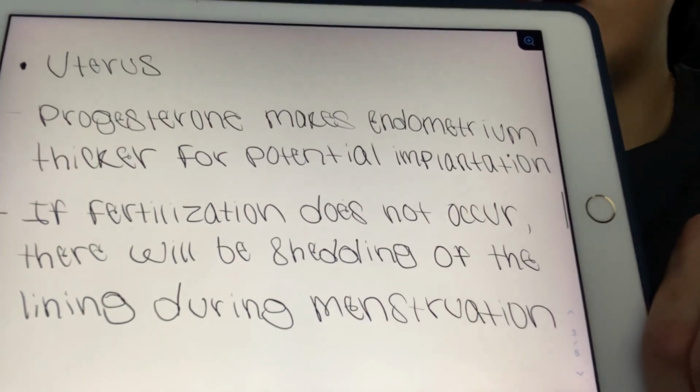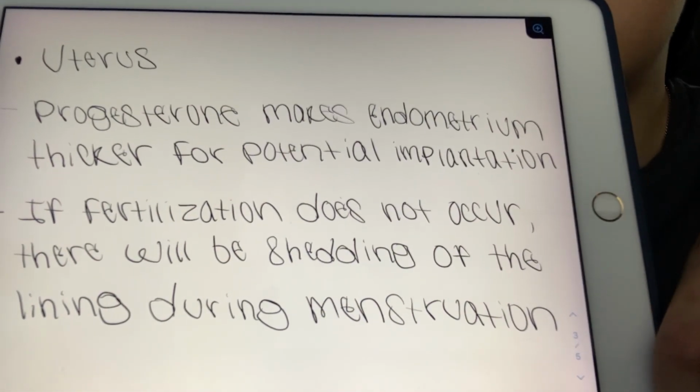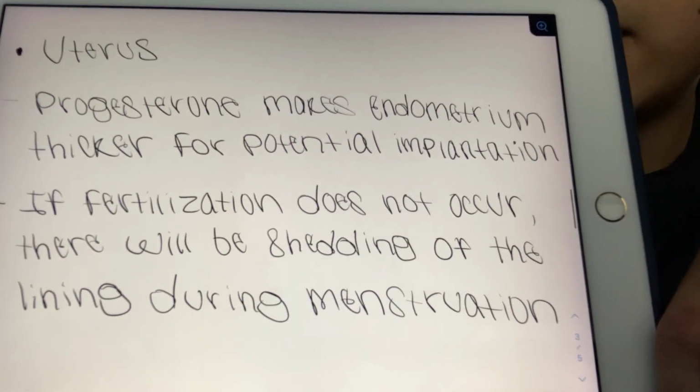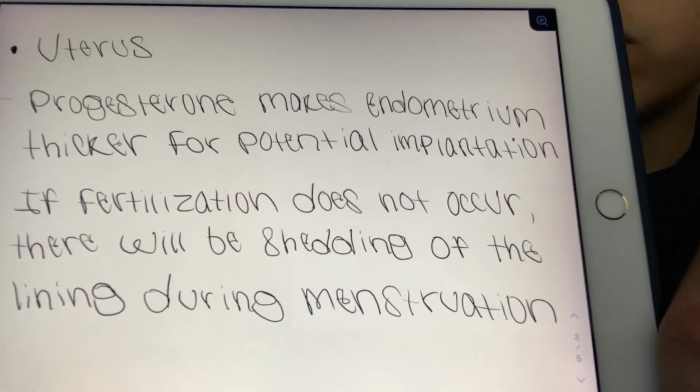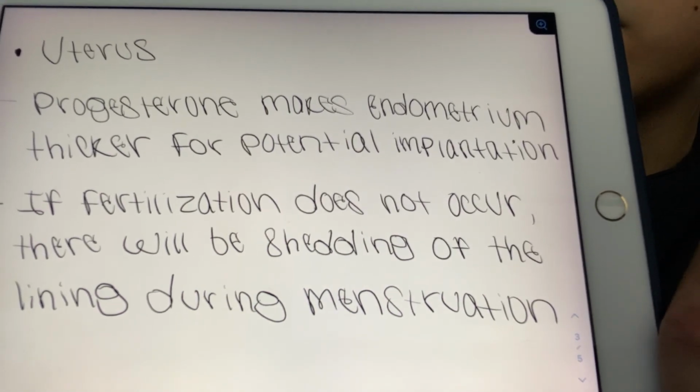But if fertilization does not occur in this case, the endometrium will shed from the uterus, which will indicate nearing the end of the menstrual cycle or the end of menstruation.